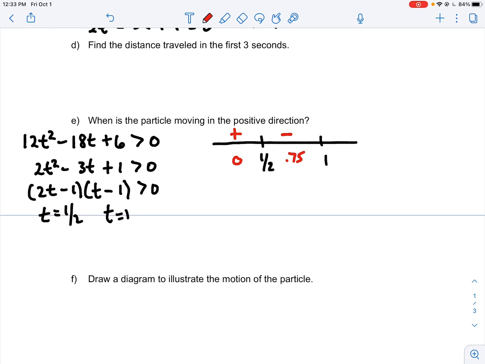All right, and then pick a number bigger than 1. So I'm going to pick 2. Well, 2 times 2 is 4, minus 1 is 3. So the first one is positive, and 2 minus 1 is positive. So a positive times a positive is going to be positive here. So when we plug 2 back in here, we get another positive answer. So we know we're moving in a positive direction in that interval.